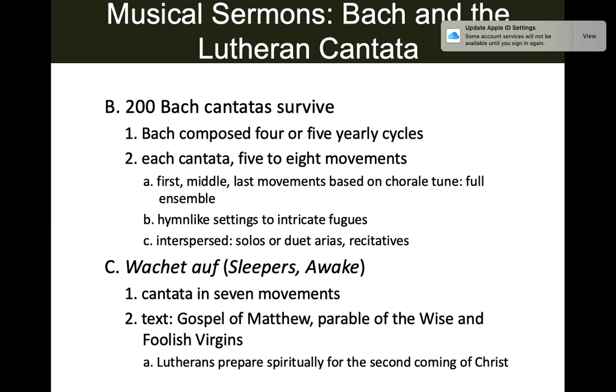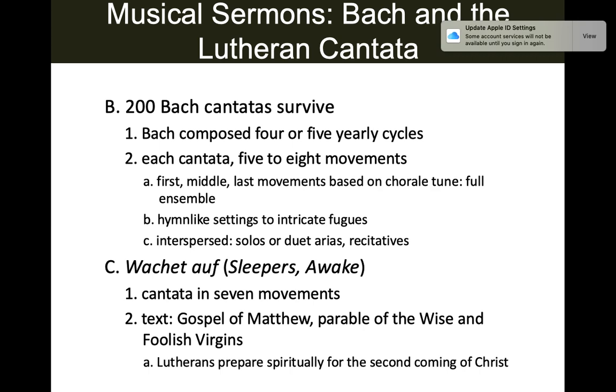Now, when we go on to the next chapter and we're talking about oratorios, there might be some confusion about the difference between the two because they sound really similar. The difference between the two would be the format. So, in a cantata, the first, middle, and last movements were based on a chorale. So that's the big difference between a cantata and an oratorio, is that a cantata was based on a German chorale that was already composed or is composed by another person.